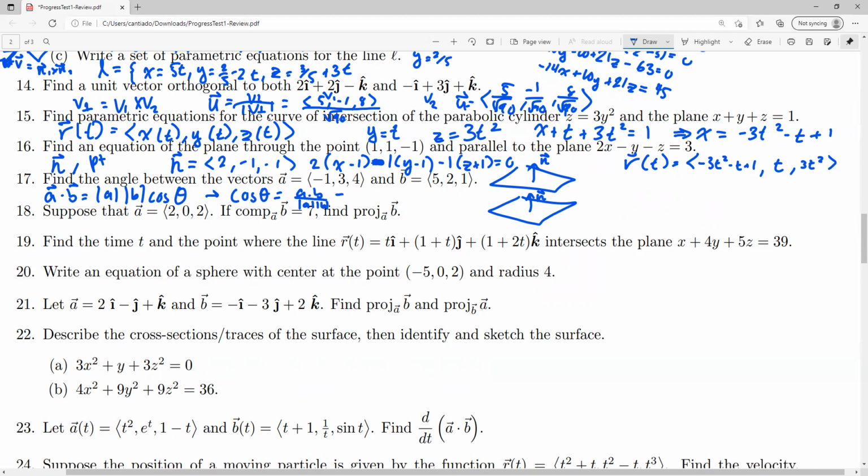So let's go ahead and solve this first. A dot B is, let's see, I'm just going to jump ahead in the answer sheet just to speed things along. A dot B is equal to 5. And then the magnitudes are root 26 and root 30. So this actually simplifies out to 5 over root 780. So cosine theta is equal to 5 over root 780.